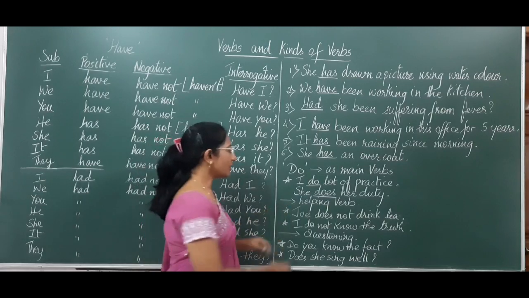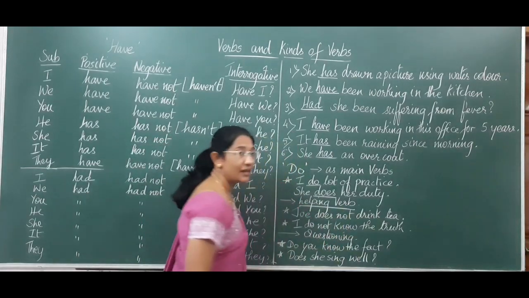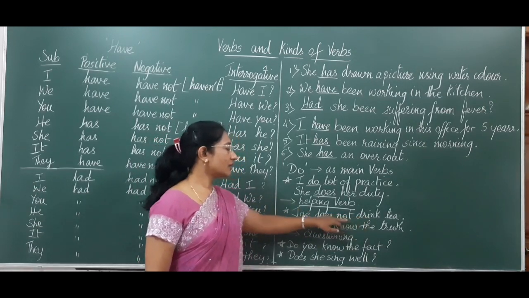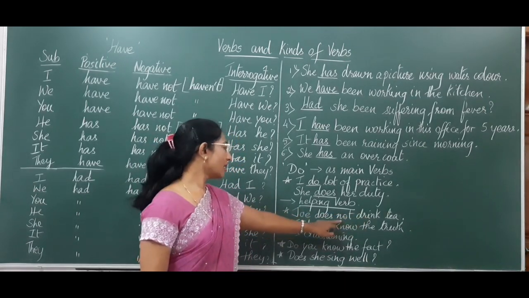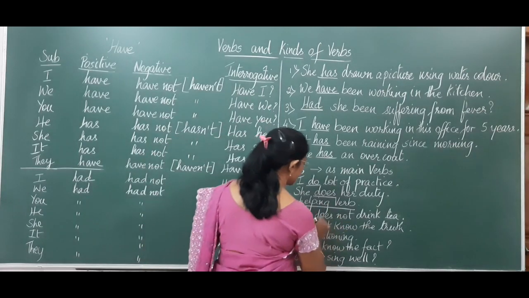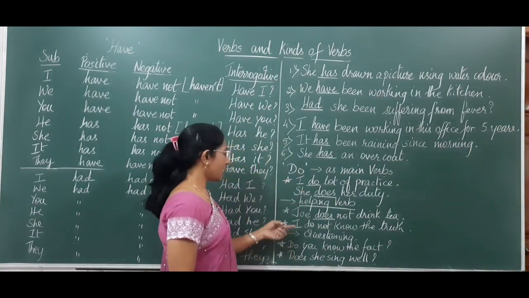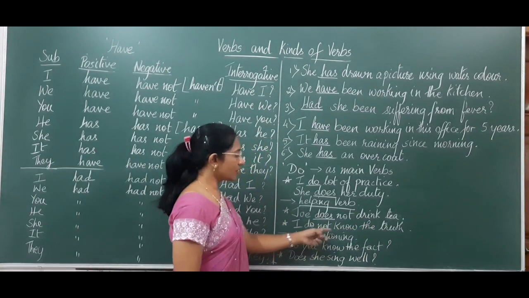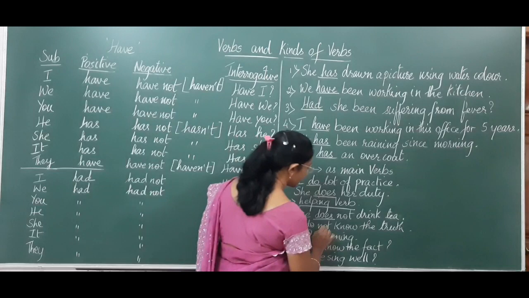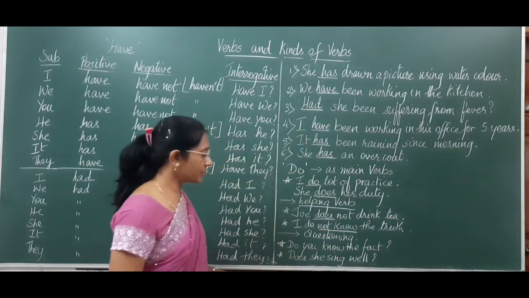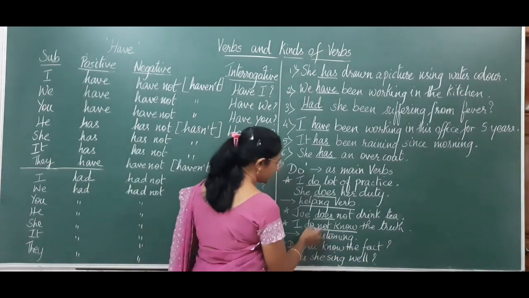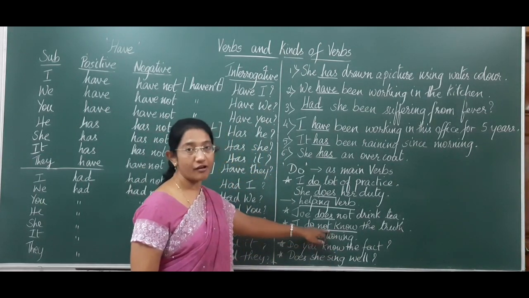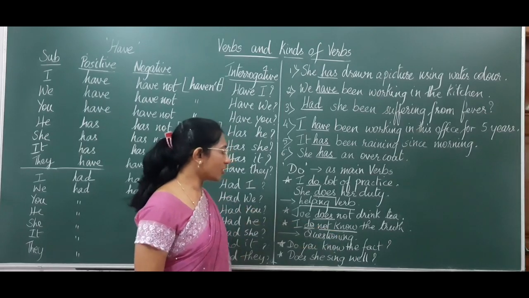Next, do used as a helping verb. Here, Joe does not drink. So not drink is a negative action and does helps the main verb. I do not know the truth. Do not know is a negative action and the do verb is helping. So here do becomes a helping verb for the main negative word not know.